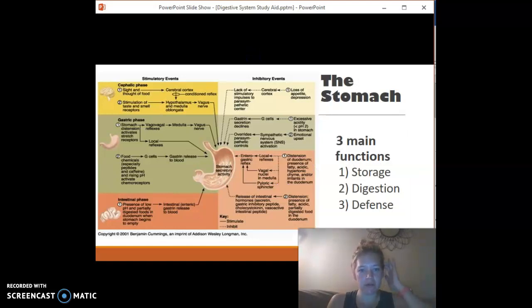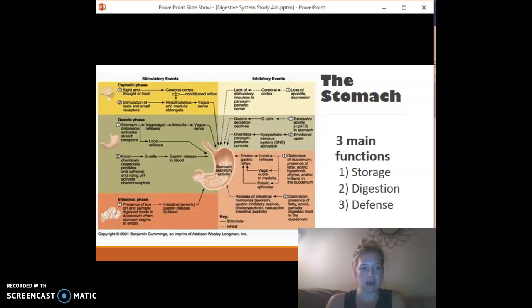Okay, I just want to overview the stomach first. The stomach is the site of the gastric phase of digestion. The stomach has three main functions, and those are storage, digestion, and defense. For storage, the stomach stores food and regulates its passage into the small intestine. If you remember from our lectures, there's the pyloric sphincter that controls how much of the stomach contents can enter the small intestine at one time. So it's very regulated, and the small intestine is actually where most of the digestion and absorption occur.